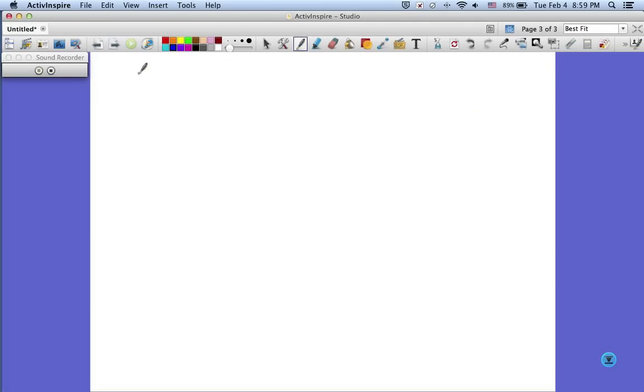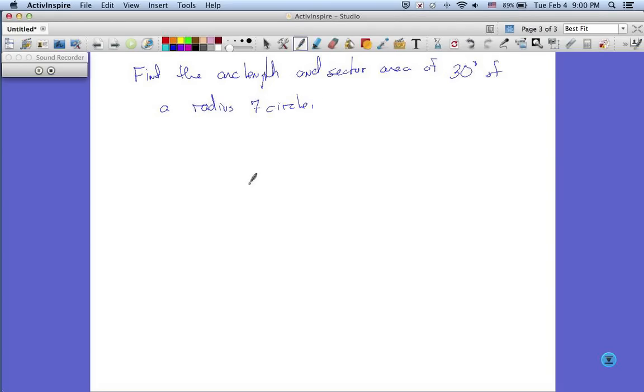Let's look at a couple examples here. Find the arc length and sector area of a piece of a circle of, let's say, 30 degrees of a radius 7 circle. So what I'm looking at here is I have 30 degrees and my radius is 7.